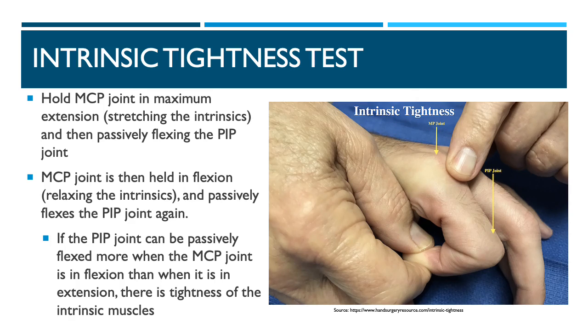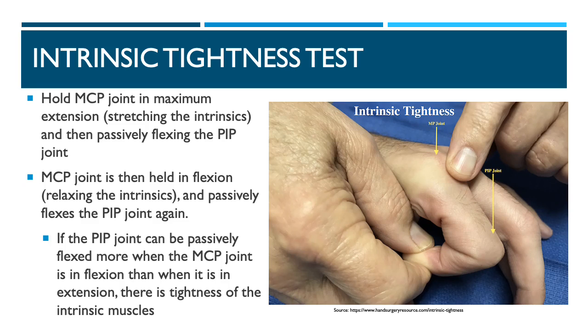So in the next couple slides, we're going to talk about some other tests for the hand that you might want to look at to really figure out what's going on with your patient. So for the intrinsic tightness test, you hold the MCP joint in maximal extension, which stretches the intrinsics because what they want to do is flex the MCP, and then passively flex the PIP joint. Then you repeat the test doing the opposite. So now you put the MCP in flexion and passively flex the PIP joint again.